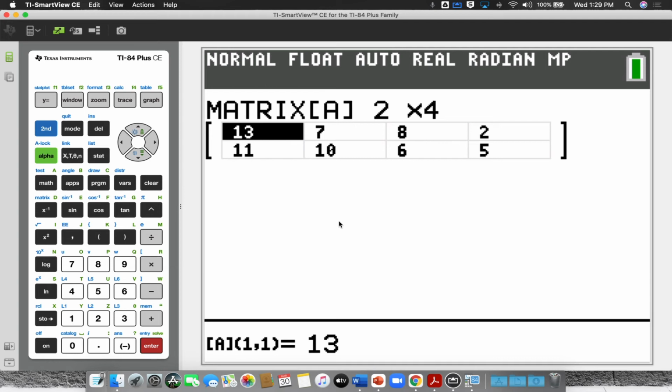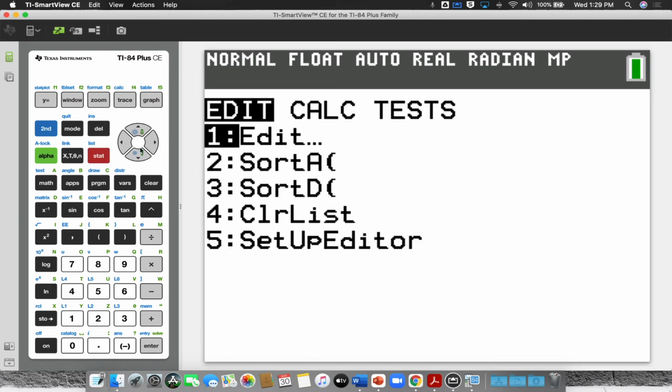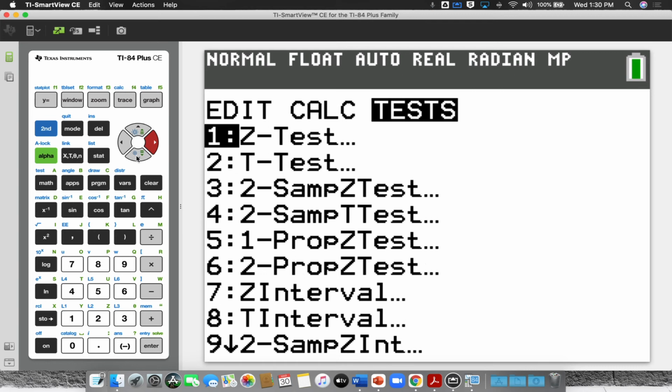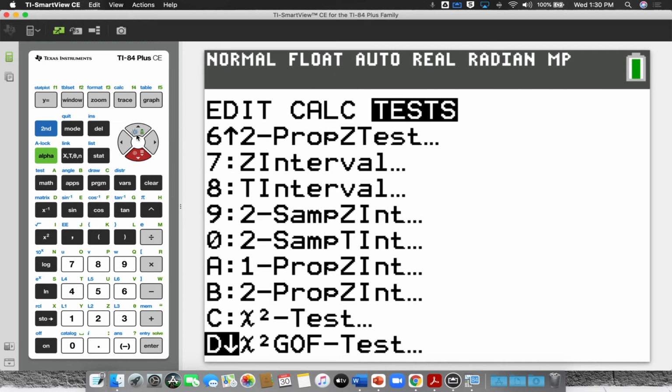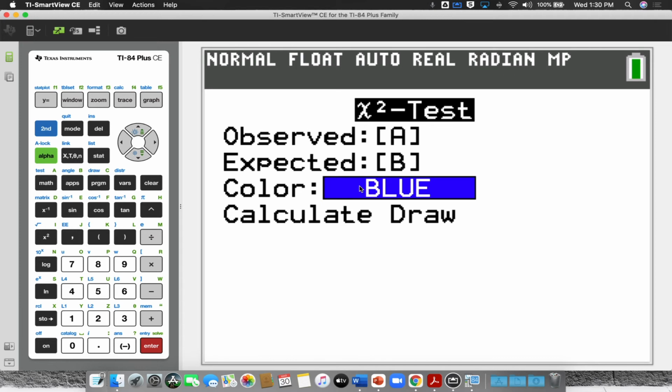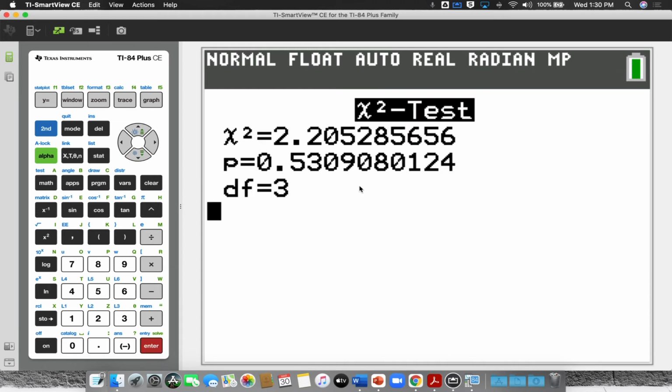Okay, now we're going to go back. We don't have to put expected. I'm going to show you a little trick. Go back to the test that we're going to use, which is chi-square, not goodness of fit. So my observed now are in matrix A. Expected, don't worry about that. Go down to calculate or draw, it doesn't matter, but I'm going to go calculate. There's my chi-square statistic right there.